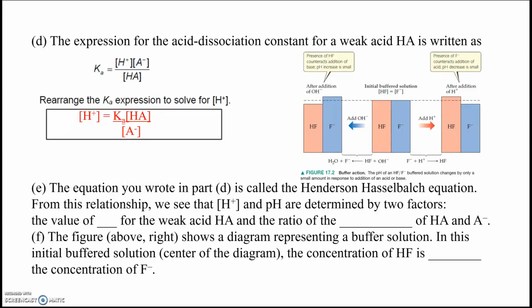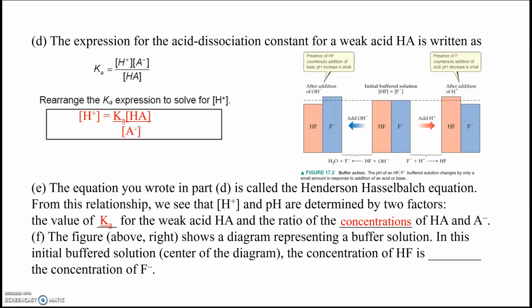Now, this equation that we just wrote is called the Henderson-Hasselbalch equation. And from this, we can see that H plus and pH are determined by 2 factors. It's the value of the Ka for the weak acid HA, whatever A happens to be, and some ratio of the concentrations of HA and A minus.